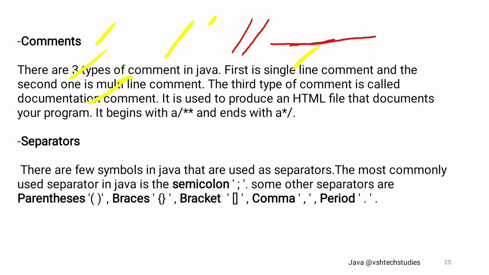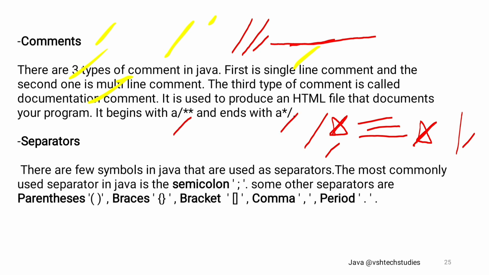Multi-line comment means we use slash, then star, and end with star slash. However many lines we write between them, all of those will be comments. That is called multi-line. This is used for a single line comment. These are used for a multi-line comment. Then the third one is slash star star, ending with star slash. Here only one star was given; here two stars will be given. That is the difference. That is called a documentation comment.